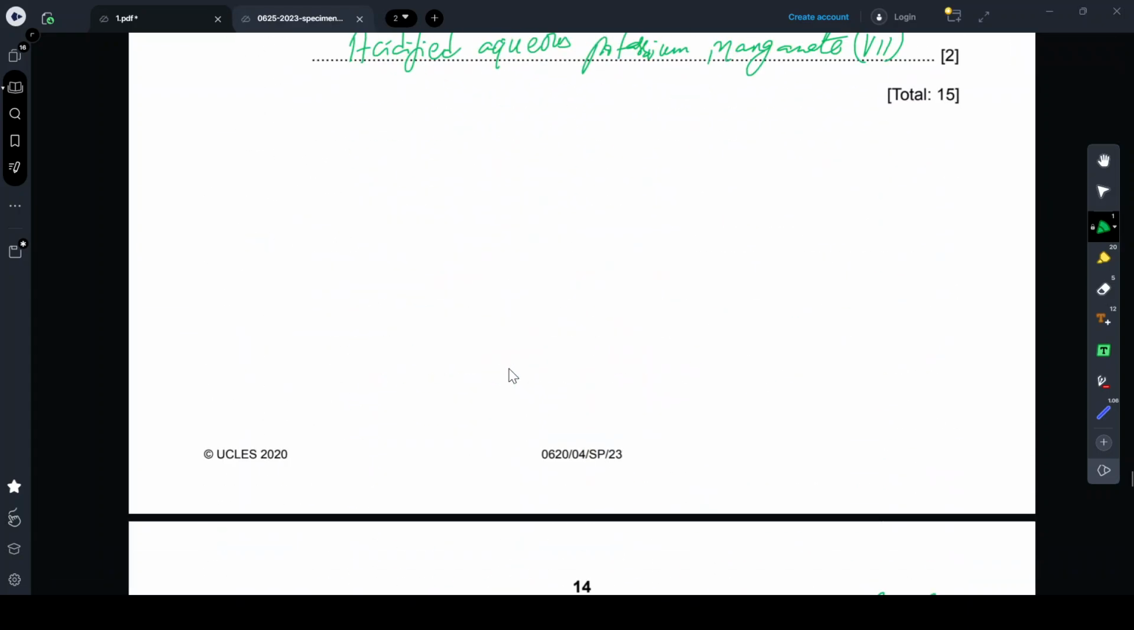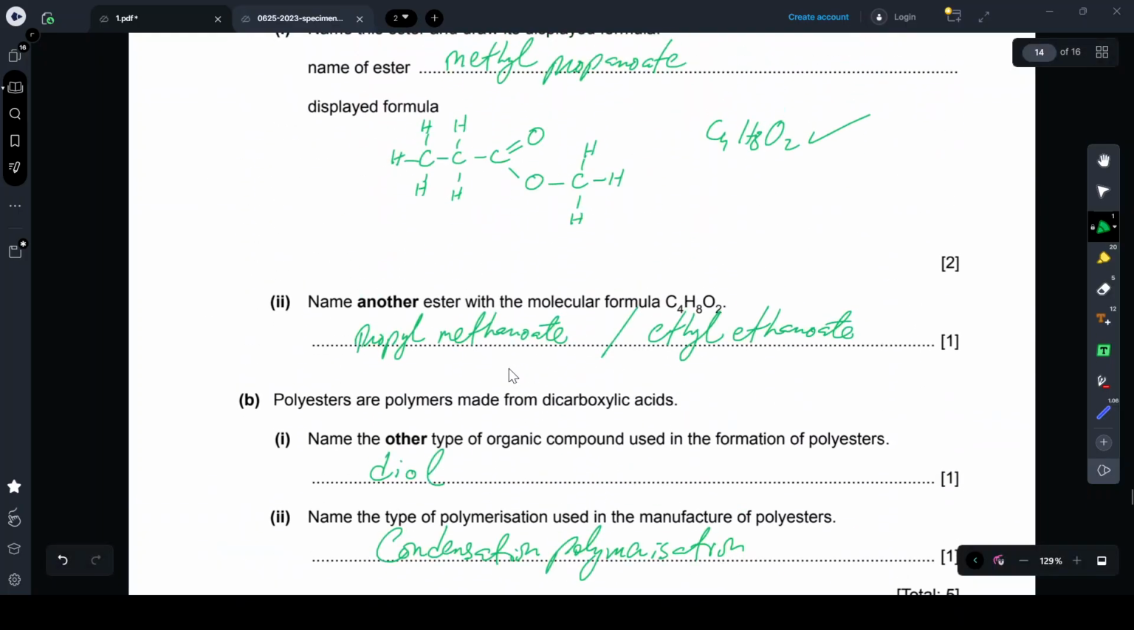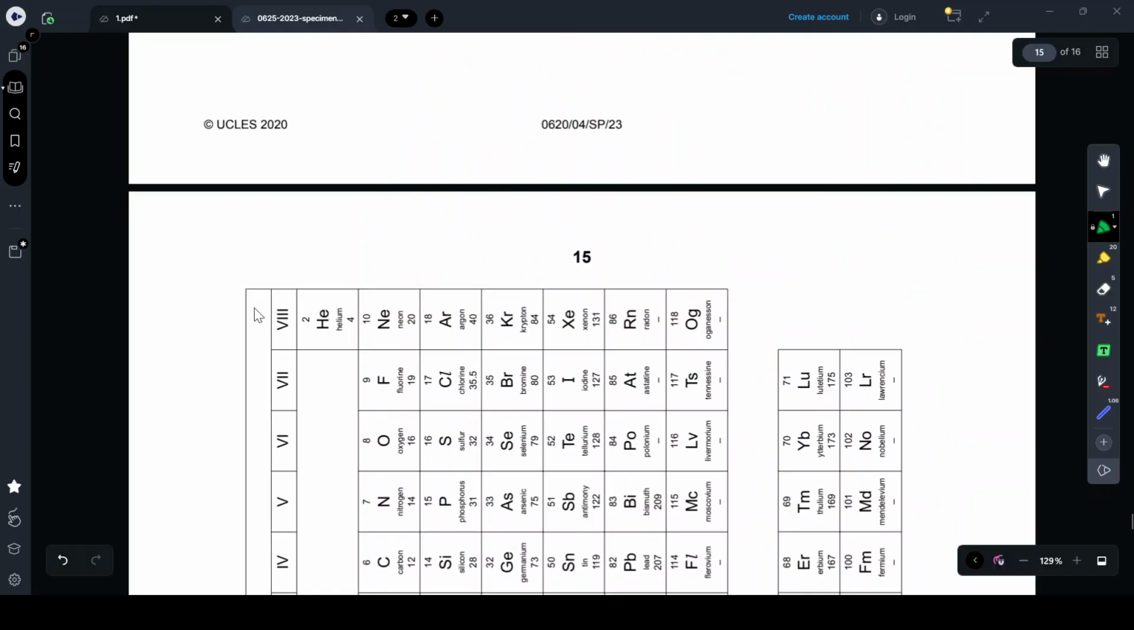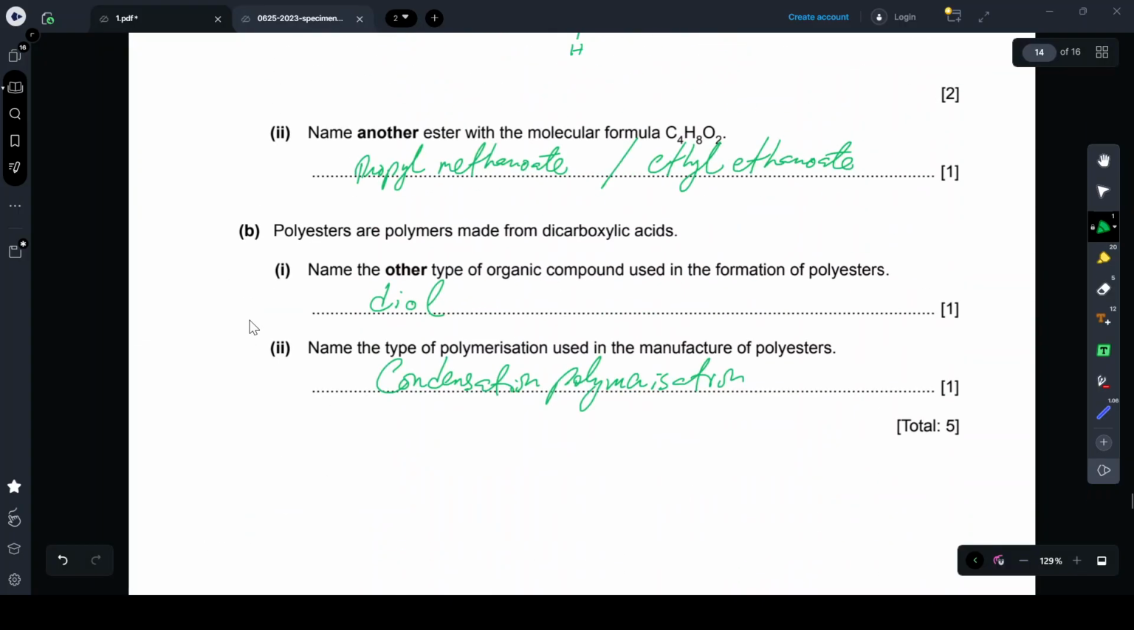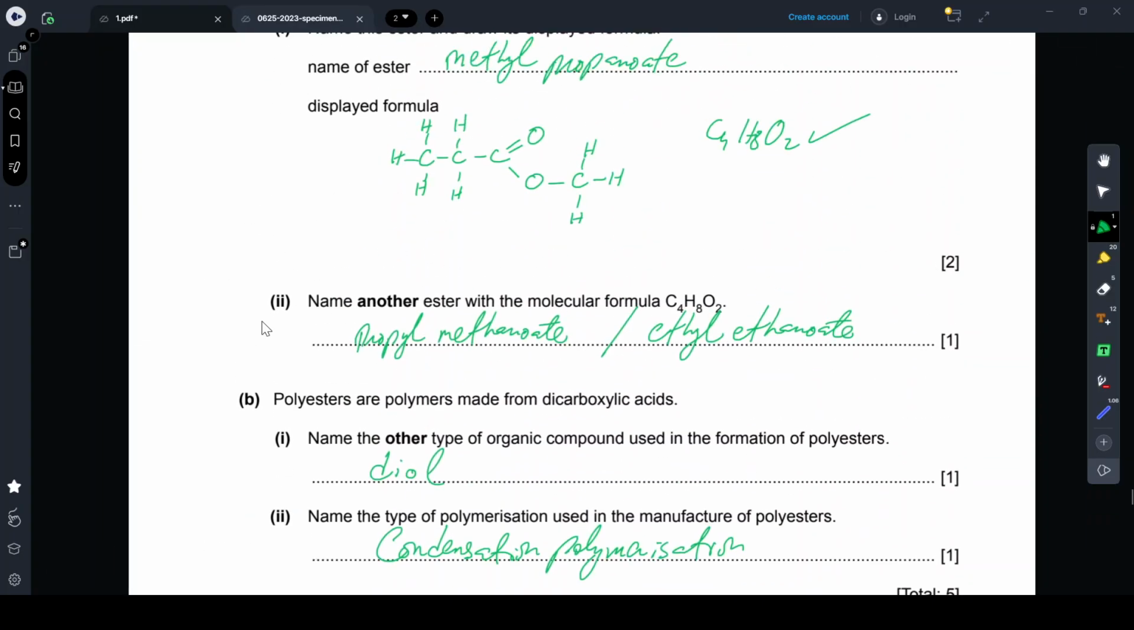Question: for chemistry, the periodic table will be given at the end of the paper. Paper 2 and 4, and with paper 6, I believe as well. So basically, in all papers. Yes.